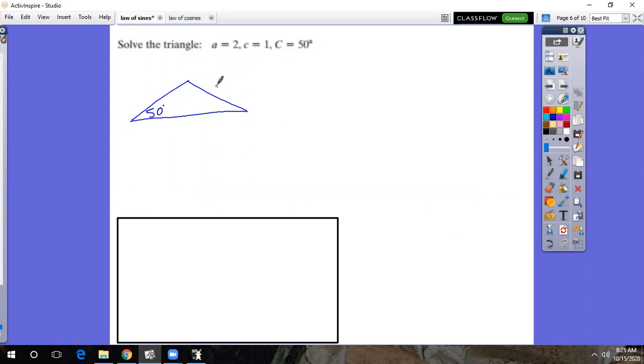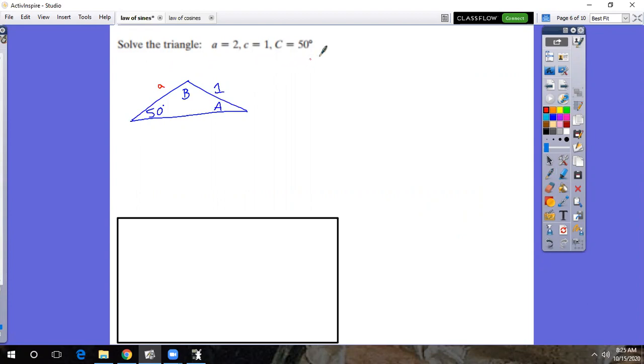All right, I've got the angle. So here's angle A. I don't know angle A. I don't know angle B. And in this case, I can't figure those out. But I do know that angle C is 50 degrees and that side C is equal to 1. So let's try to find side A.